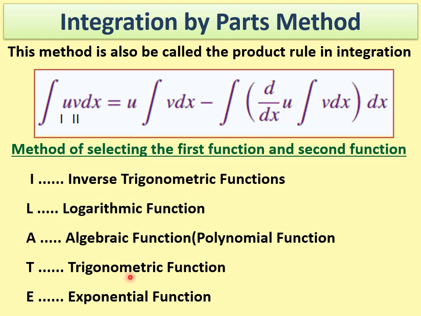When we select the first function and the second function, then apply the formula like this: integral uv dx equal to u integral v dx minus integral of (d/dx of u times integral of v dx) dx, and then solve the problem.